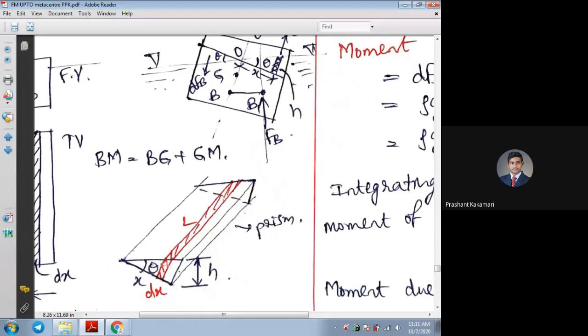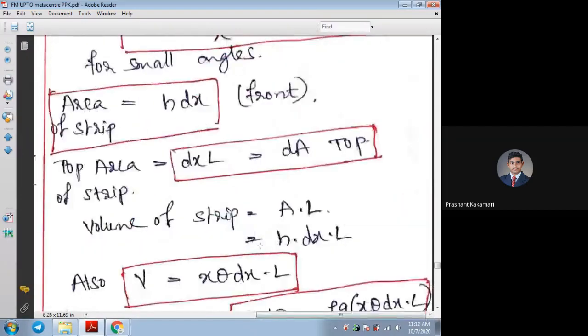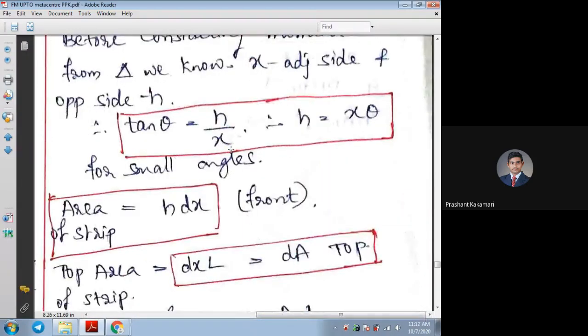So this is like a prism. Front view is a triangle, top view is like a rectangle, and the entire volume is a prism. So in this theta, we know the opposite edge is height h, adjacent is x, and we don't know the hypotenuse here. So according to this, I can write tan theta as h by x. Then we can write height h equal to x theta.